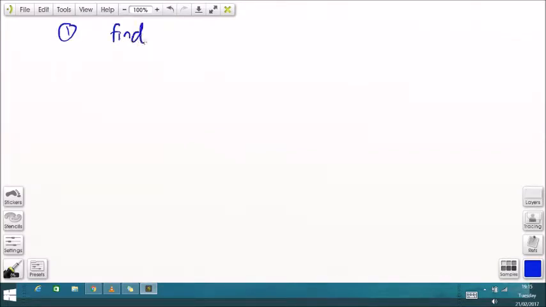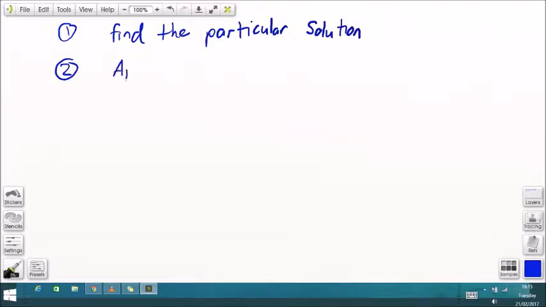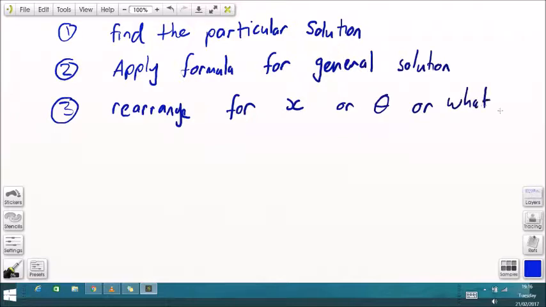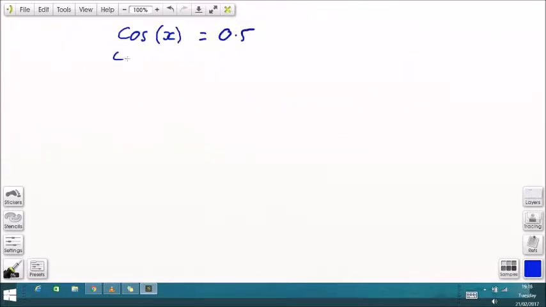Okay, so first of all, you have to get the particular solution. Once again, that is just the angle inside of the sine or cosine or tan by itself. Then you apply your formula from your formula sheet. If you don't remember it, you don't need to remember it. It will be in your formula sheet for your level 3 exam. Apply general solution, and then you need to just rearrange to get x by itself. And that will be your general solution. X or theta or whatever.